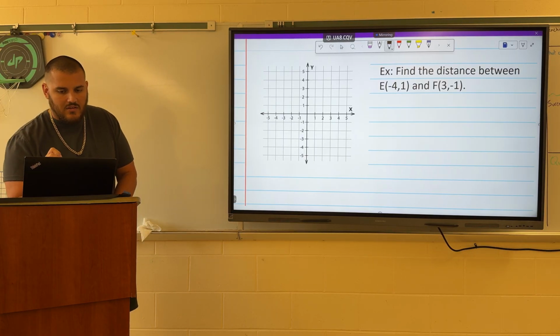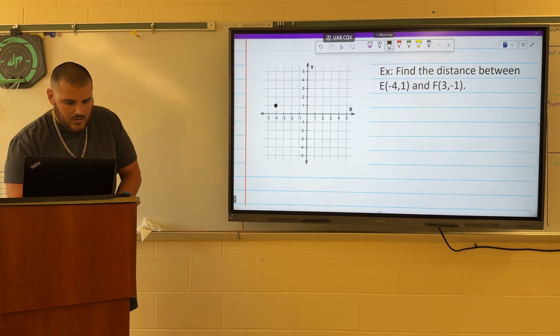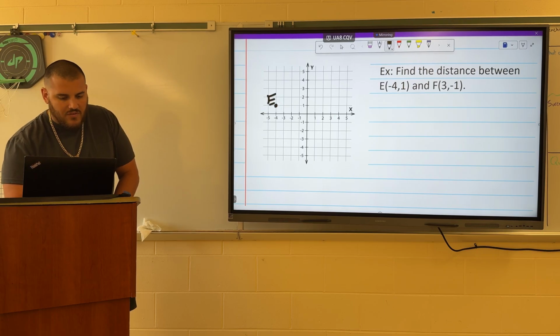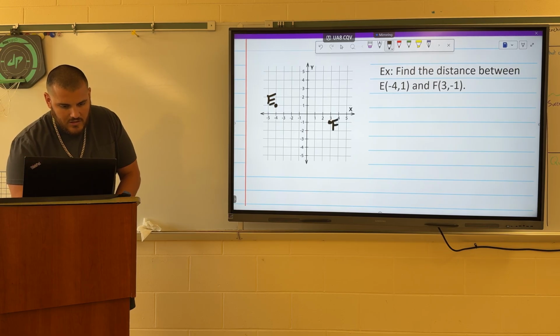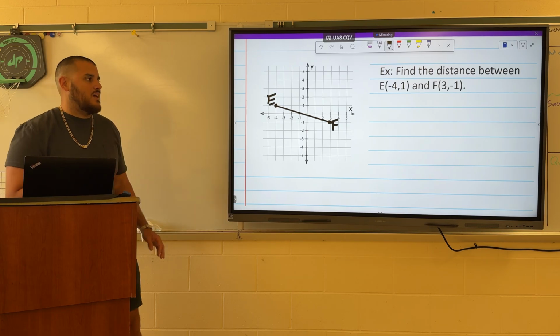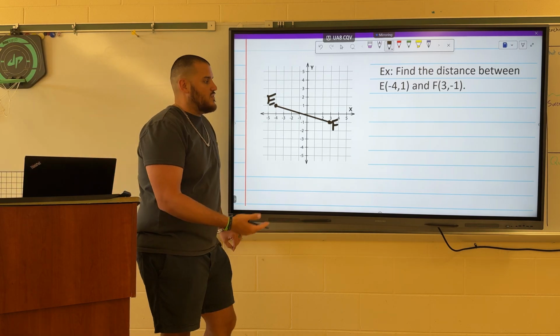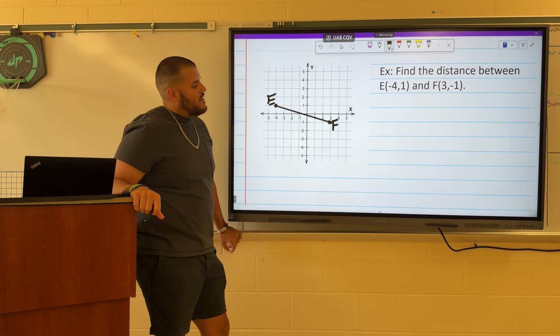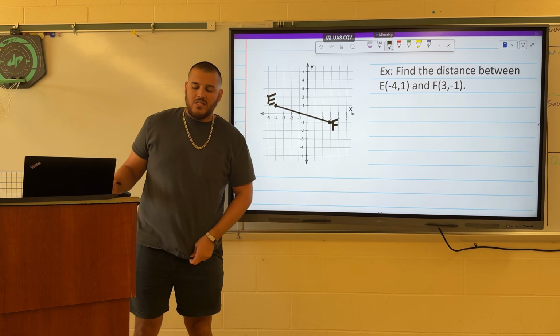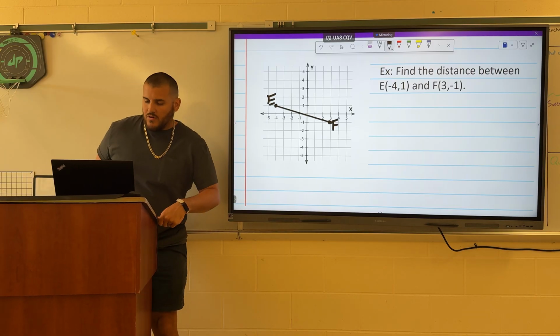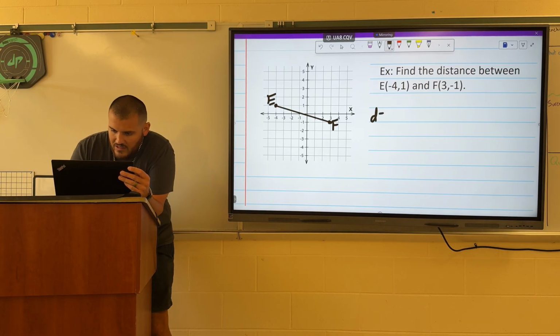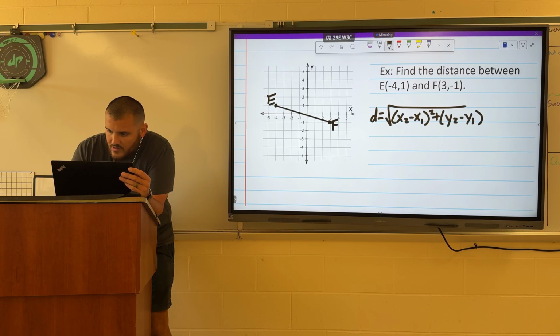Point E is at (-4, 1), which is located right there. Point F is at (3, -1), which is located right here. So these points are not horizontal or vertical to each other, so we cannot just count with our fingers. We must use the distance formula in order to find the length of the segment, or the distance between these 2 points. All right, I'm going to copy down the distance formula so we can see it on screen. Distance equals the square root of (x2 minus x1) squared plus (y2 minus y1) squared.